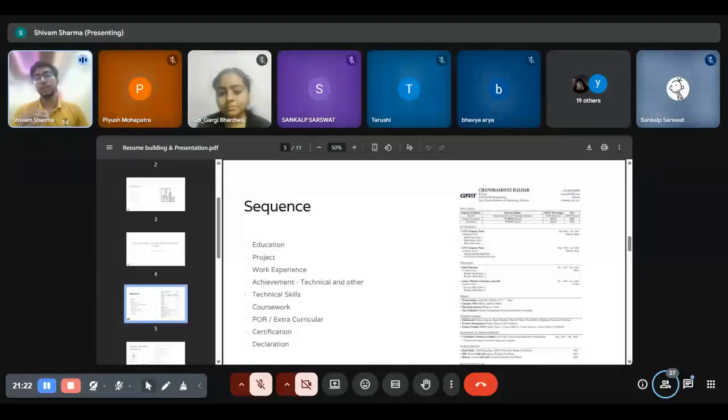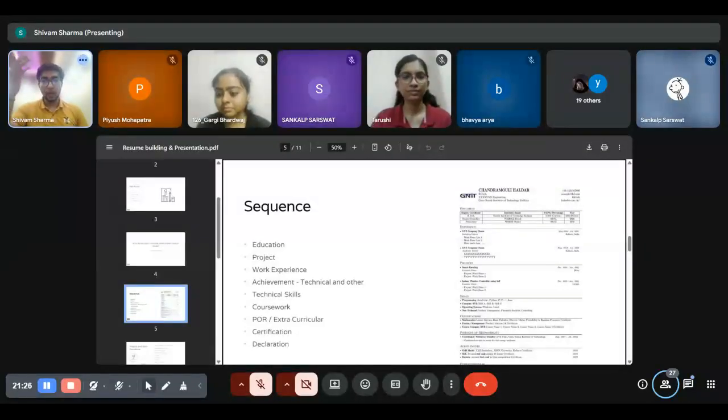After that comes the project and work experience section. If someone has work experience, then that should be put at the top. After that come the projects, right? Why we are keeping that at the highest priority, we already discussed. Next comes achievements.